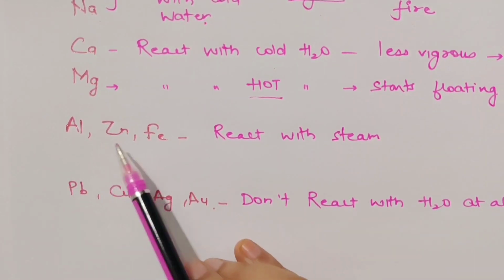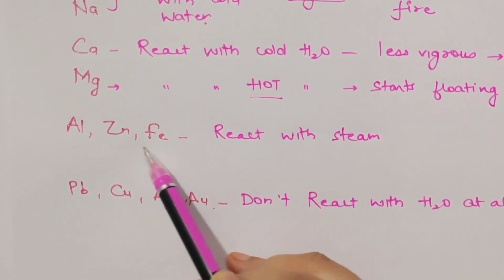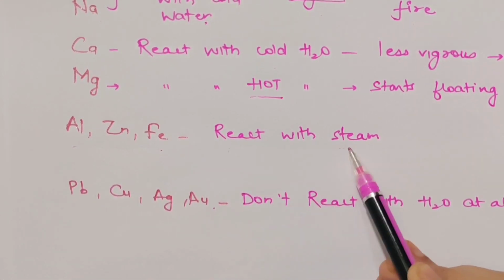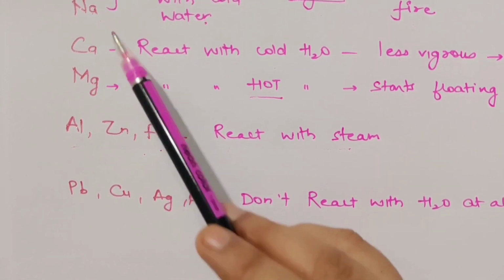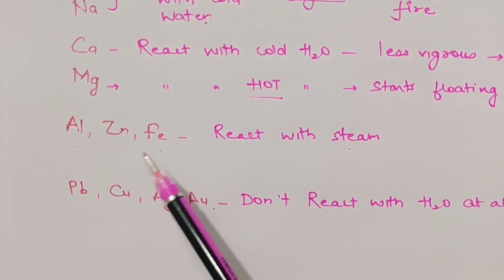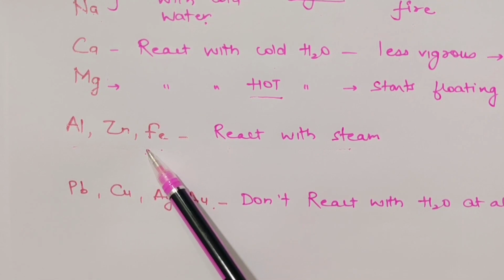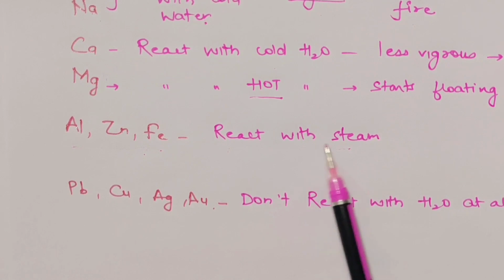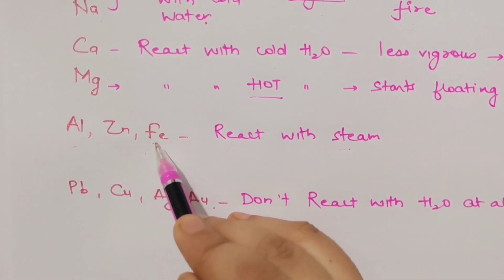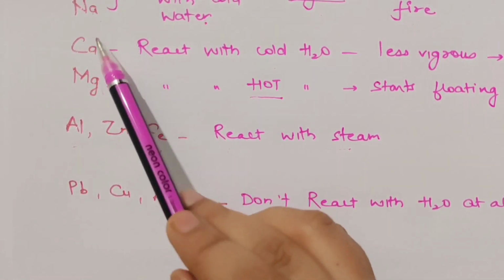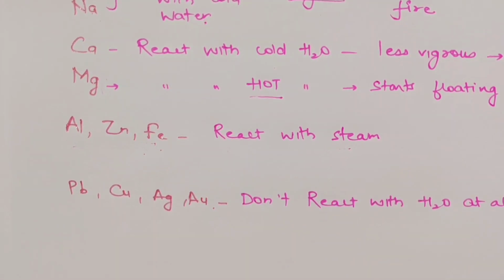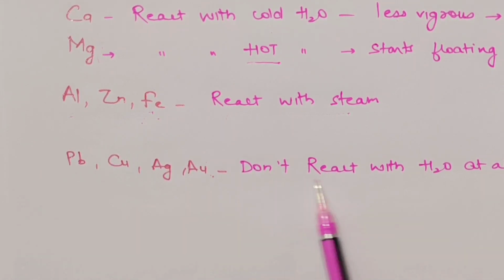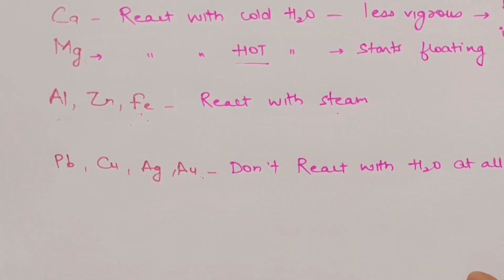Next, we have aluminium, zinc, and iron. We still are not able to differentiate between these using reaction with water because they all react with steam. They are definitely less reactive than the metals we just discussed because they don't react with cold water or hot water. They react only with steam. That means they need much more energy to react with water. Okay, so they are definitely less reactive than sodium, potassium, calcium, magnesium. Then lead, copper, silver, gold. They don't react with water at all, not even with steam.